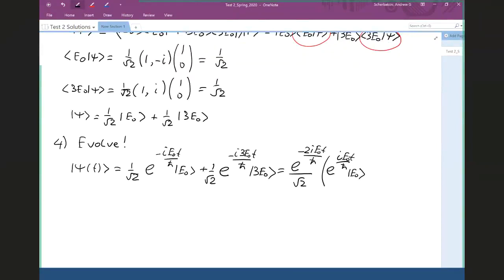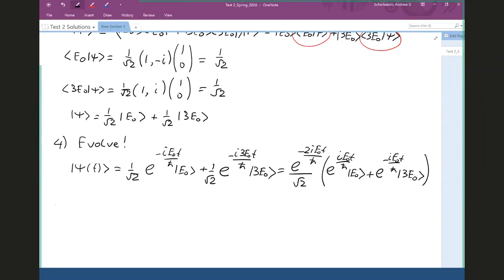Let's check. If you multiply this e to the negative 2i E naught t over h bar by the exponent in the parentheses, you get the original e to the negative i E naught t over h bar. And then the second one is going to be e to the negative i E naught t over h bar, 3 E naught. Here you go. Now it looks more or less symmetric, which means better. Hopefully it will transform into a nice sine and cosine later.